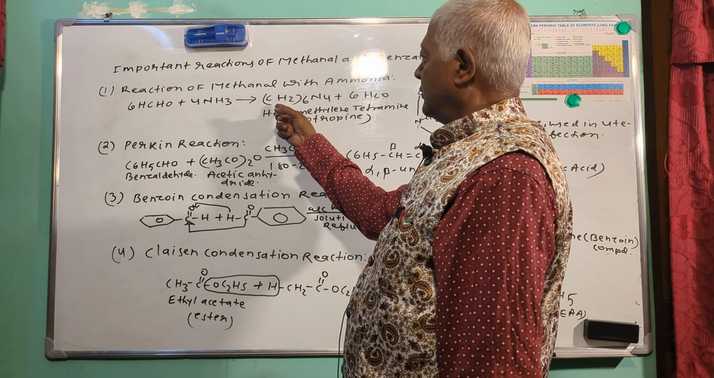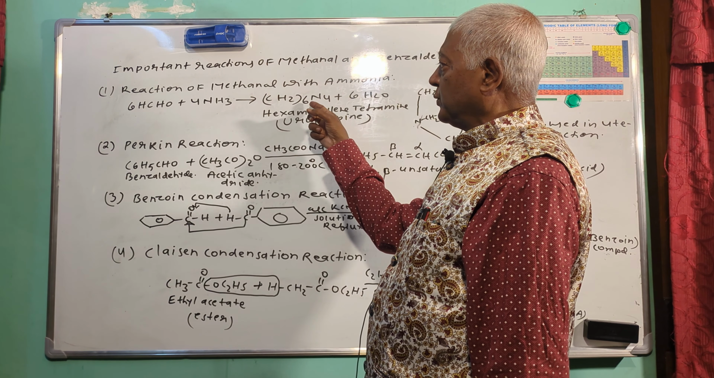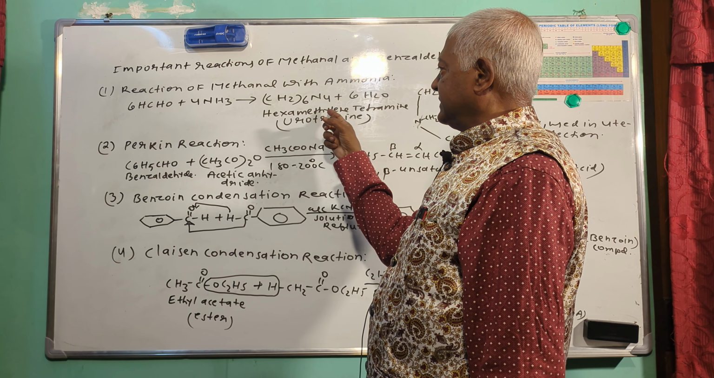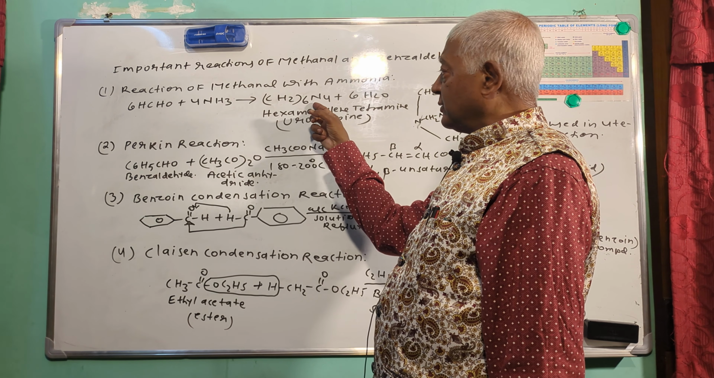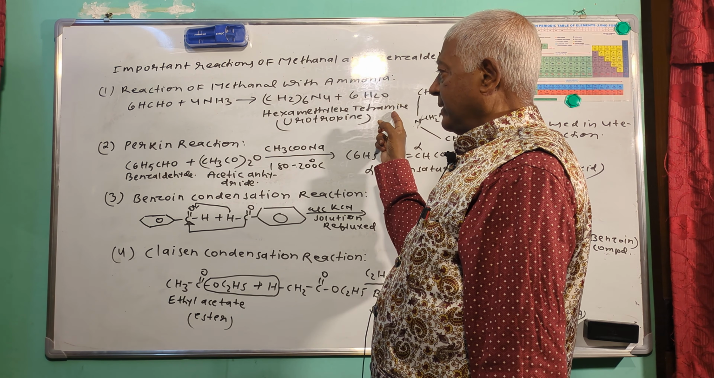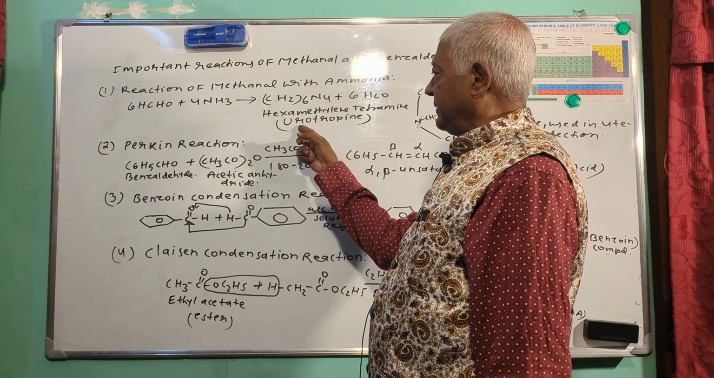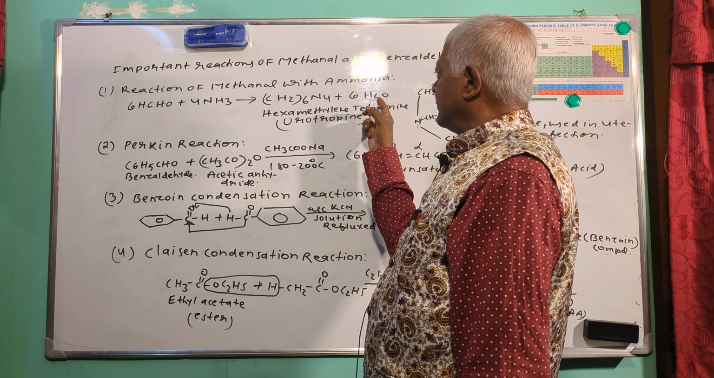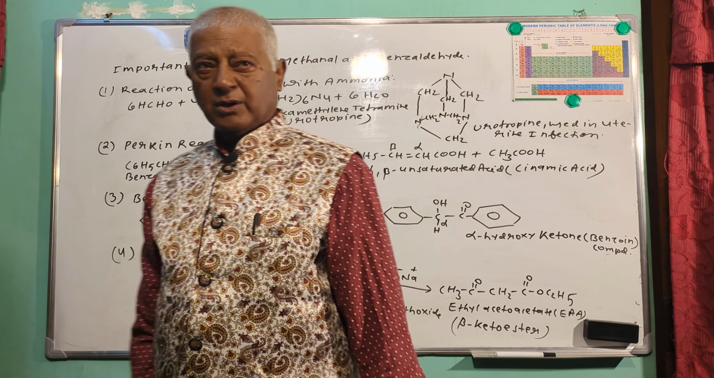So what product do you get? (CH2)6, how many CH2? 6. So we have hexamethylene, how many nitrogen? 4. Tetraamine, that is also known by the common name urotropine, plus what do you get? 6 molecules of water.